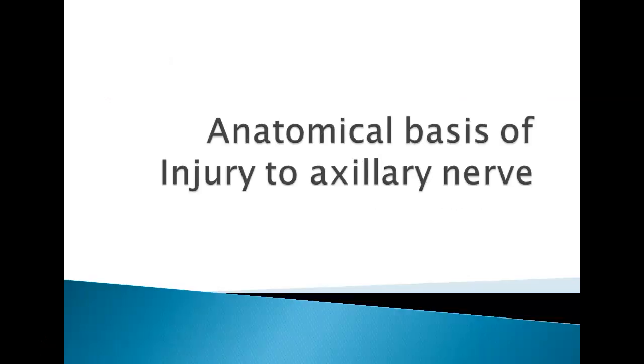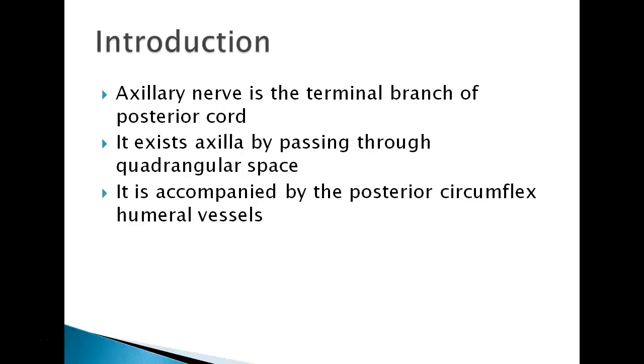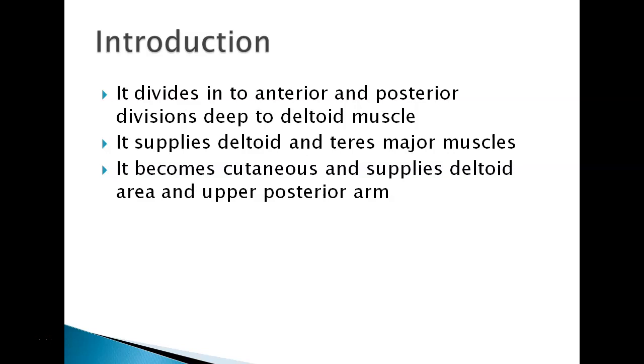So first we start with the anatomical basis of injury to axillary nerve. Axillary nerve is a terminal branch of posterior cord. It exits axilla by passing through quadrangular space. It is accompanied by posterior circumflex humeral vessels. It divides into anterior and posterior divisions deep to deltoid muscle. It supplies deltoid and teres minor muscles. It becomes cutaneous and supplies deltoid area and upper posterior arm.